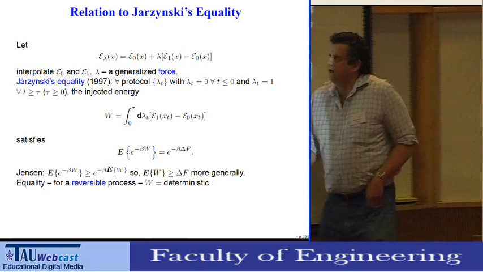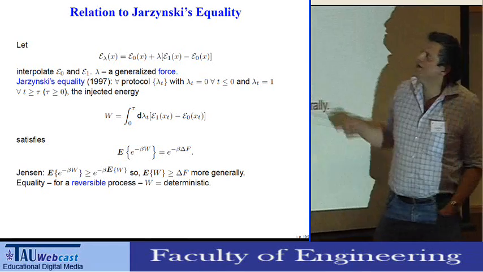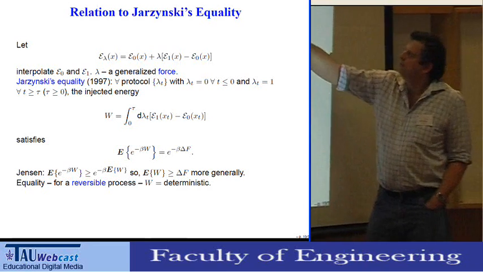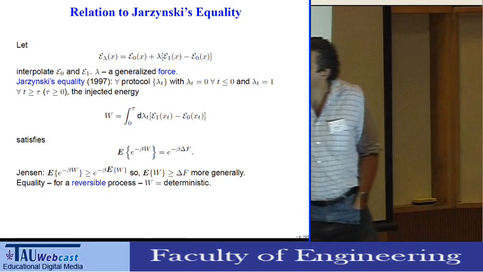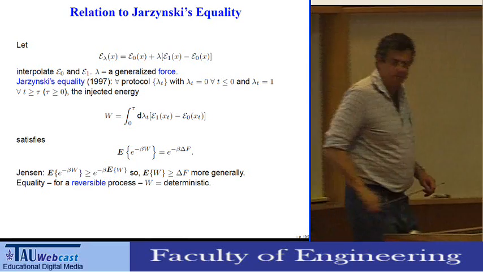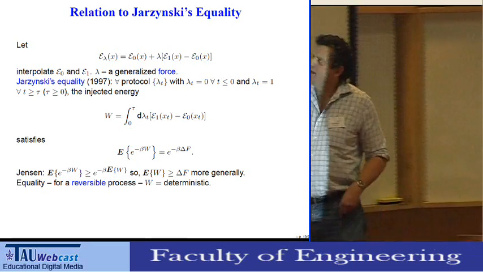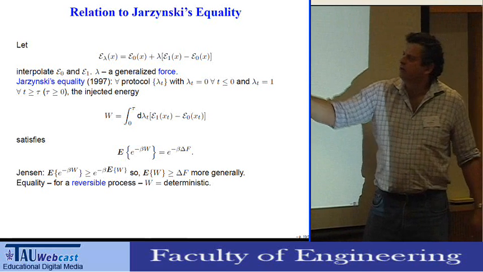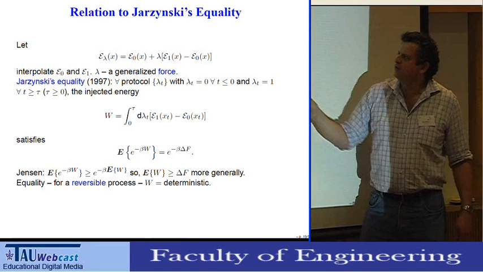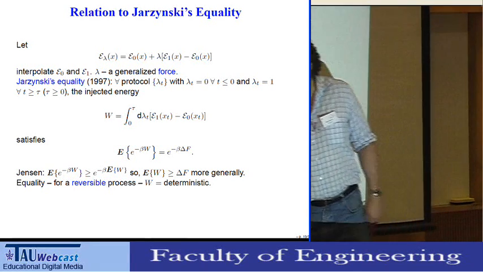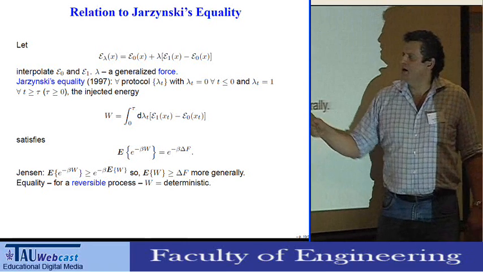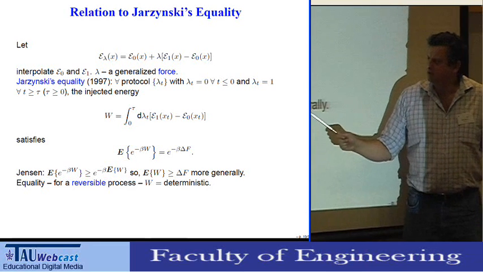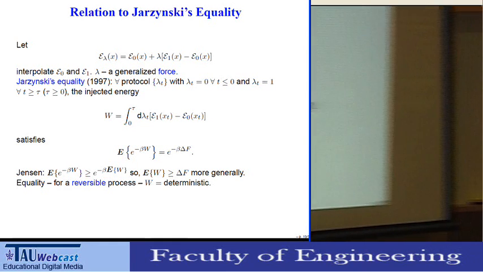There's a known result by a physicist named Jarzynski from 1997 that tells us that no matter what the protocol of changing this parameter lambda from 0 at negative times to 1 after some time tau is, the injected energy, which is defined here, and which is a random variable because of the randomness of the microstate of the system, always satisfies an interesting equality telling us that the characteristic function is given by the negative exponent of the free energy, no matter what the protocol is.